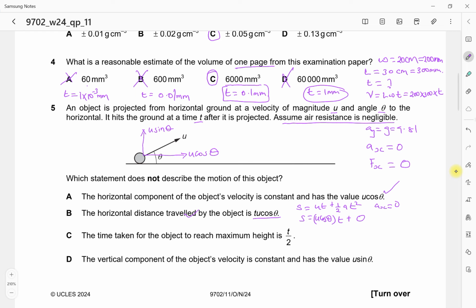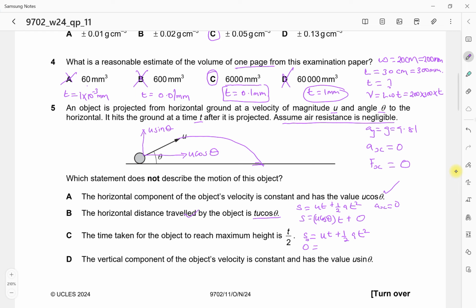Time taken for the object to reach maximum height is t over 2. They said it hits the ground at time t after it is projected. So let's first find what t is, which is the total time. So s equals ut plus a half at squared. If it goes upwards and comes back to the same horizontal ground, s will be 0. The vertical displacement is 0.